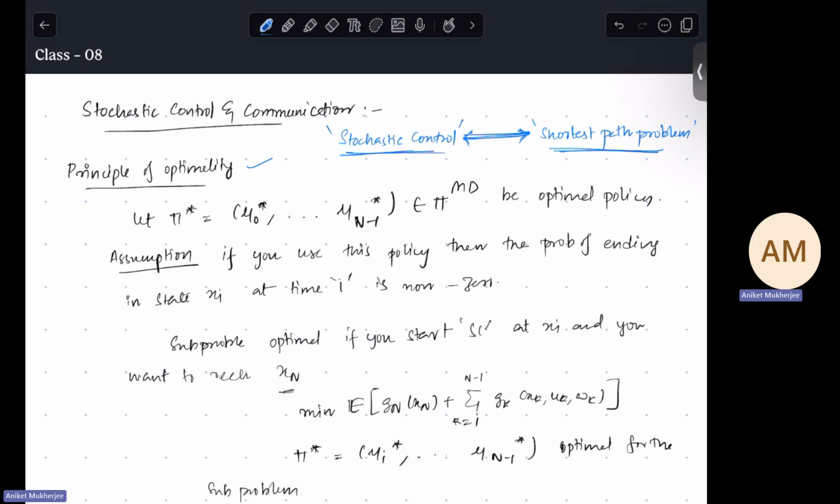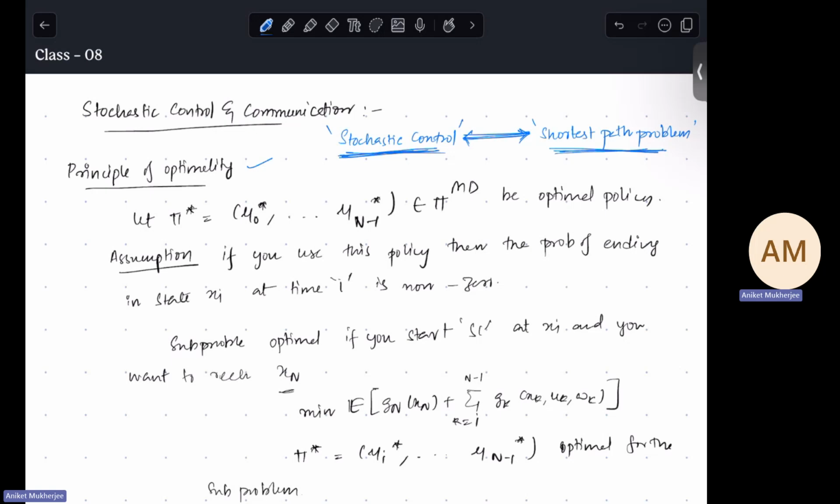So I'll start again. Welcome to class 8 of stochastic control and communication. In the last class, we saw the similarity between the general stochastic control problem and the shortest path problem. Both have the same formulation: you take a decision, and because of the decision you have taken, you incur a cost. The same thing you see in the shortest path problem, and the cost is additive. At each step that you take, the cost that you incur for taking the step is added up. The same is true of stochastic control and the shortest path problem.